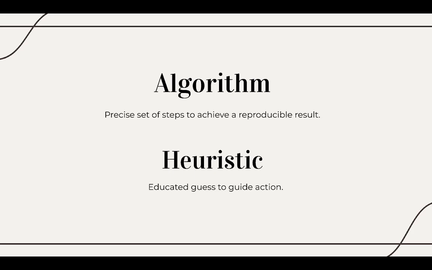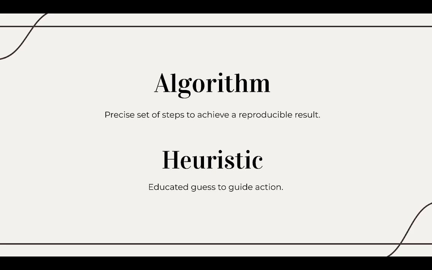So basically, just a set of steps that are well defined, that is, they can be understood by anyone, and they are reproducible. That means that if I follow the same set of steps twice, I should have the same result. And a heuristic, in contrast with the algorithm, is just an educated guess to guide your actions.